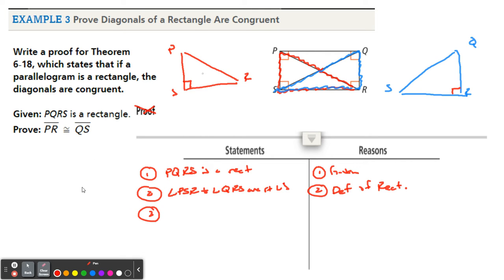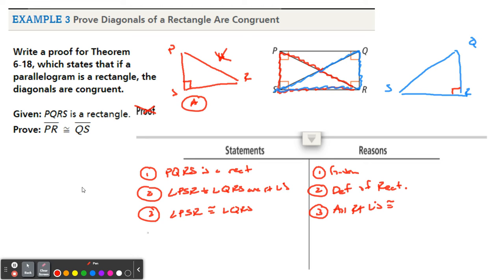Now PR and QS are the hypotenuses of those triangles. If I want to prove them congruent, I cannot use them, so I'm not going to use HL here. Because I'm not going to use HL to prove these triangles congruent, I am going to say that these 2 angles are congruent. So angle PSR is congruent to angle QRS, and that is the fact that all right angles are congruent. All right angles are congruent. And there's a pair of angles, so there's an A.